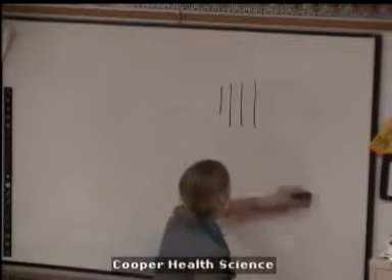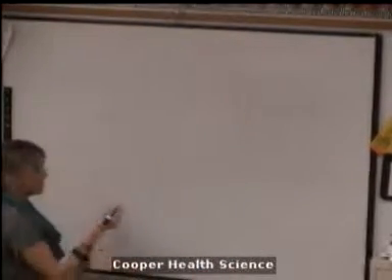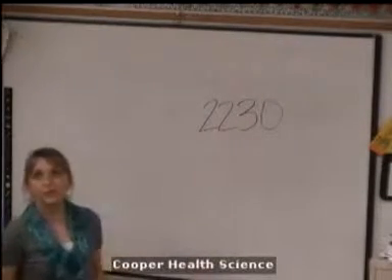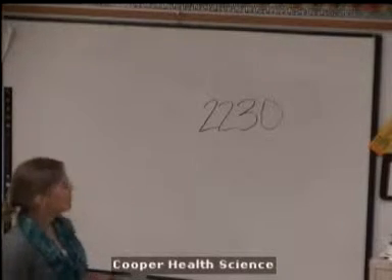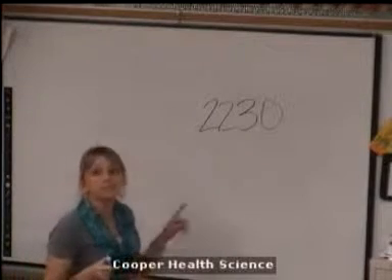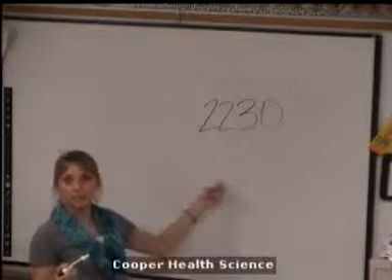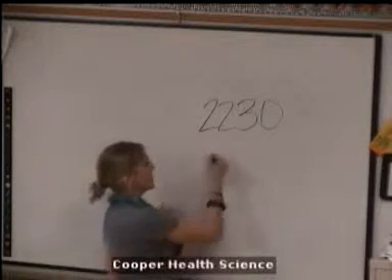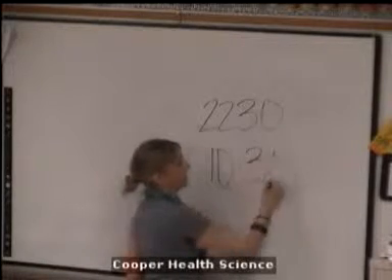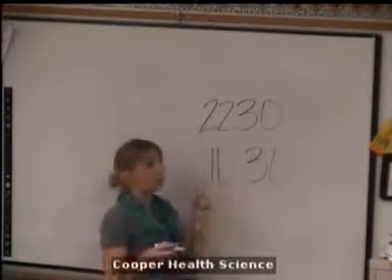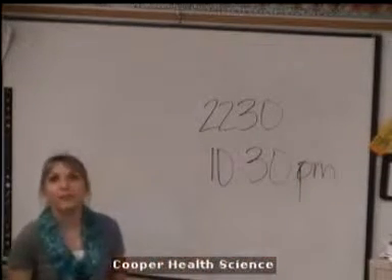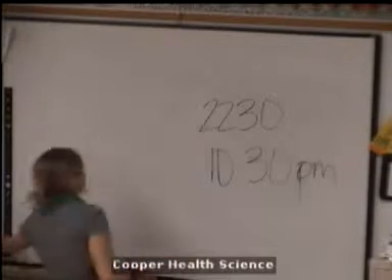And let's do another one. 22:30. Now, when you've got your p.m., so your afternoons, instead of adding 12, this direction, you're going to subtract 12. So 22 minus 12 is 10. Add my colon back in, bring my minutes down, and I know this is p.m. because it's 12 or greater. So 10:30 p.m.